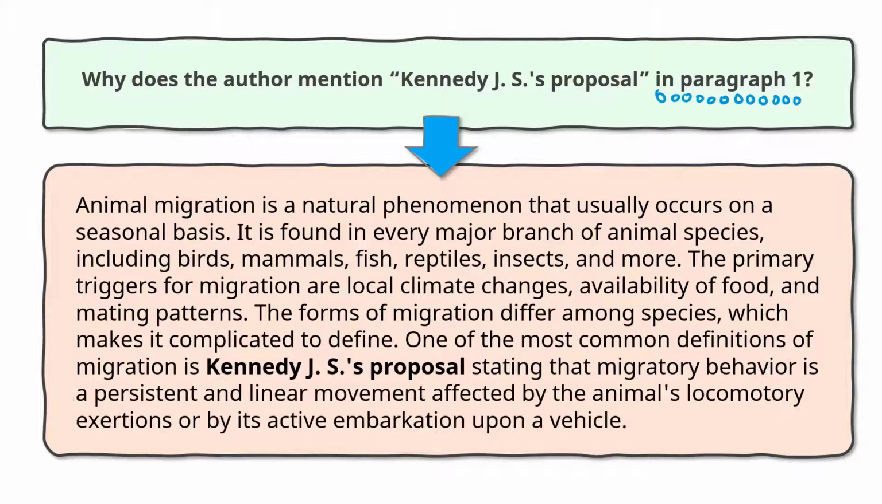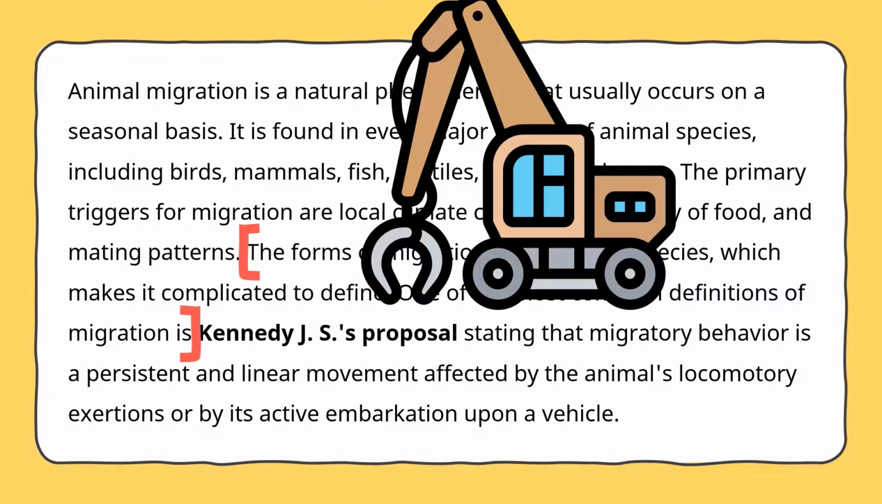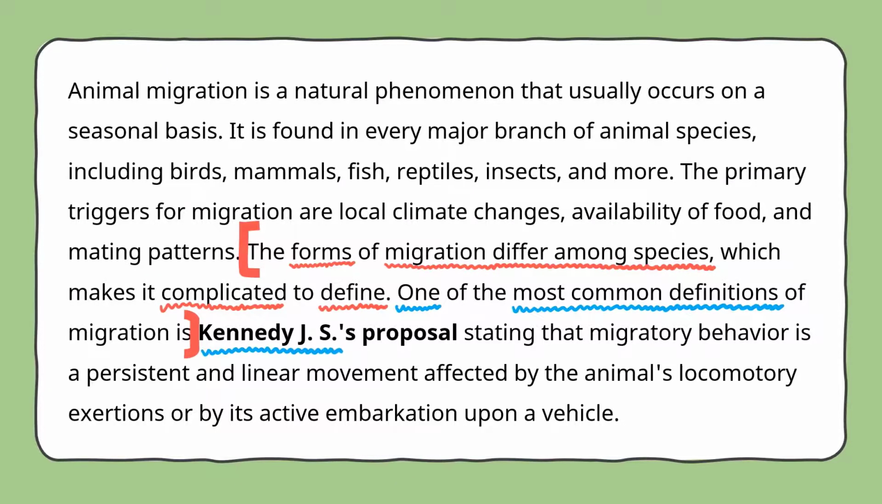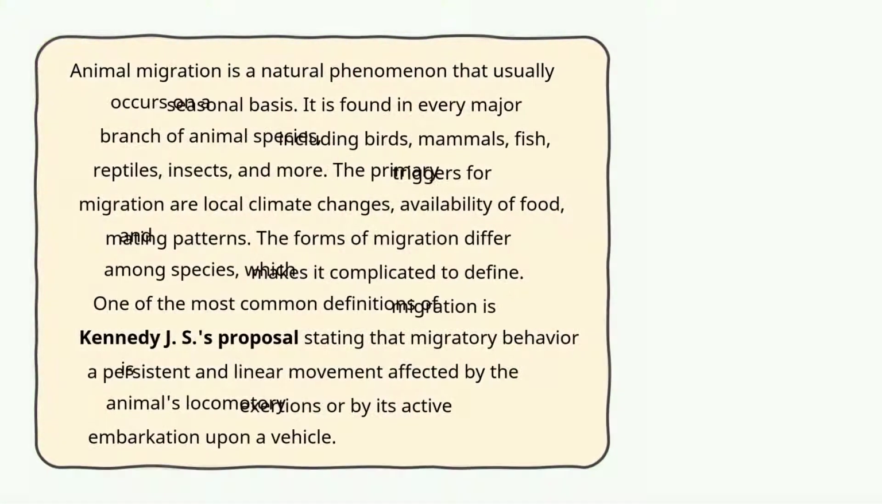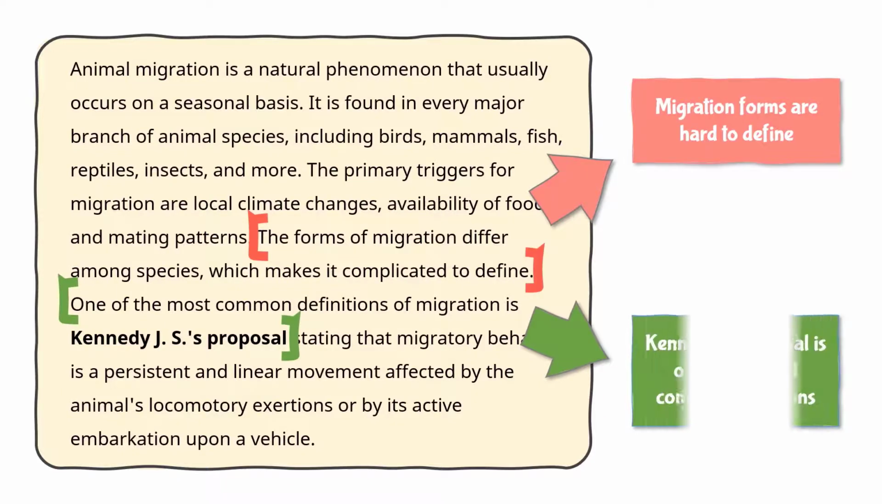Here's the first paragraph. Check the sentence before the highlighted word first. This is because the answer is usually hidden in the previous sentence. Then grab keywords like I did in other videos. Here keywords are forms, migration, differ among species, complicated, define. The next sentence indicates one of the most common definitions is candidate's proposal. You can see the connection now. Migration forms are hard to define, but candidate's proposal is one of the most common definitions.